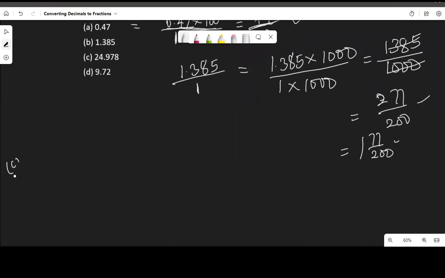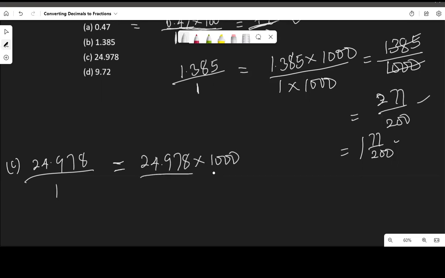Now for question C, let's do that here. We have 24.978. As usual, write that in terms of a ratio with 1 as a denominator. Then to clear this decimal, we need to multiply by a power of 10. In this case, 1000, since we have 3 decimal places. So I have 24.978 times 1000 all over 1 times 1000. And by the time we multiply this by 1000, we will clear this decimal point.